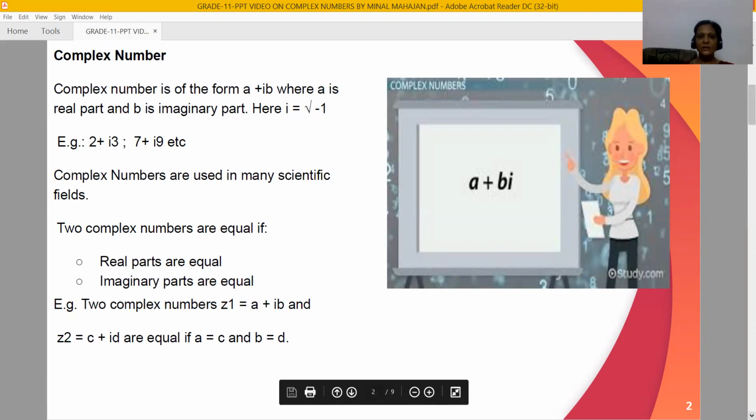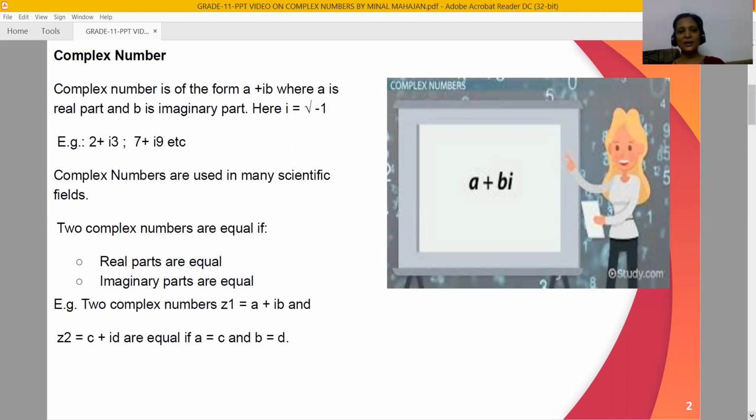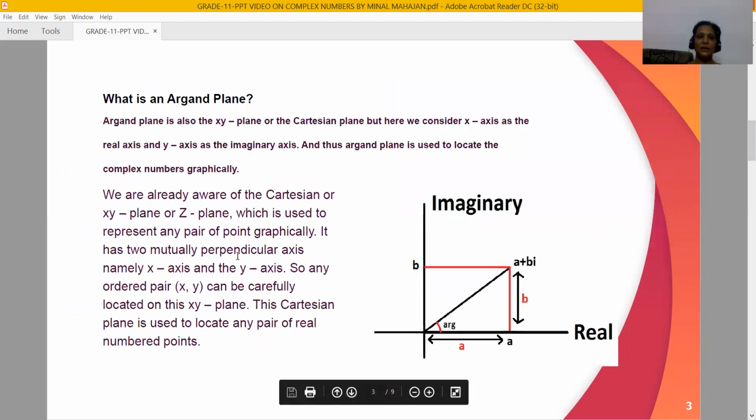Two complex numbers are equal if their real parts are equal and their imaginary parts are equal. So for example, you can see here two complex numbers: z1 is equal to a plus ib and z2 is equal to c plus id. If they are equal, it means z1 is equal to z2, when a is equal to c, that is real parts are equal, and b is equal to d, that is imaginary parts are equal.